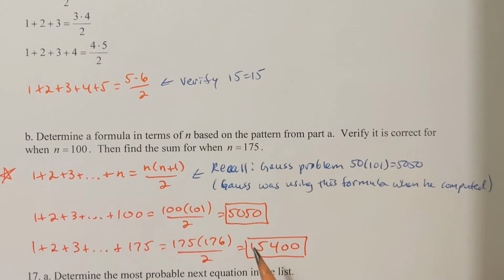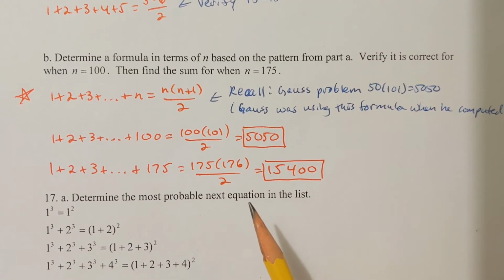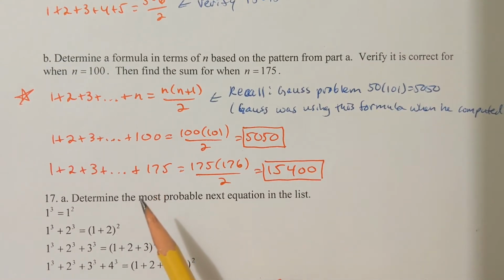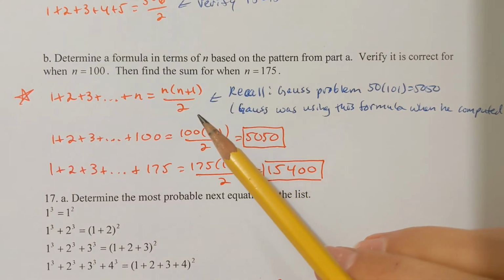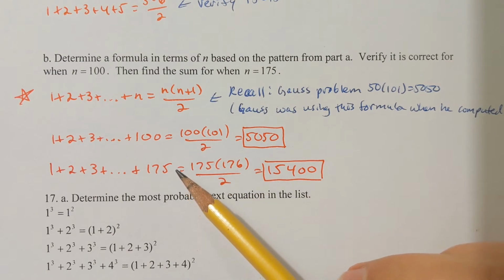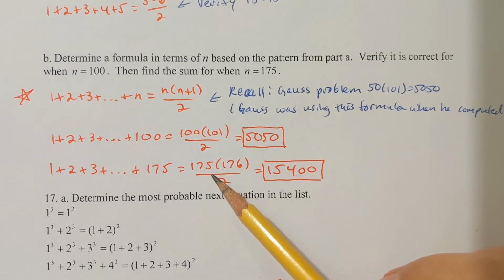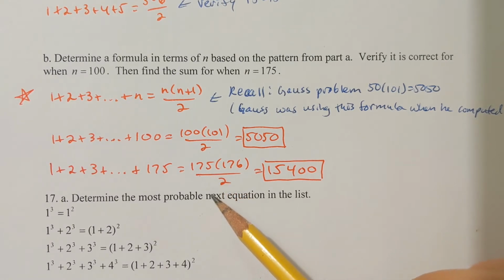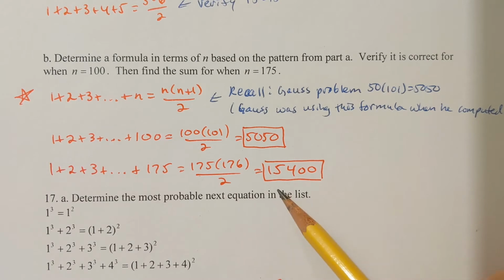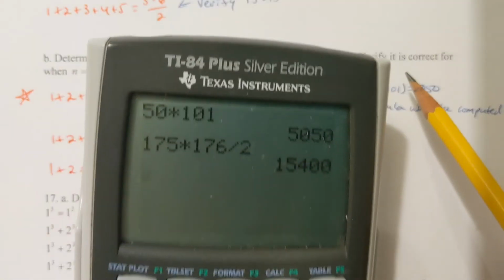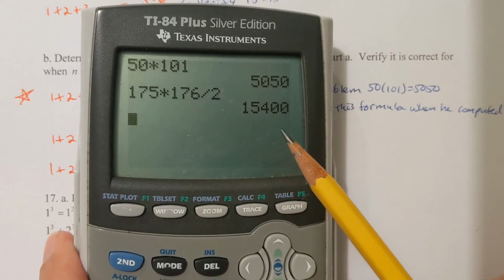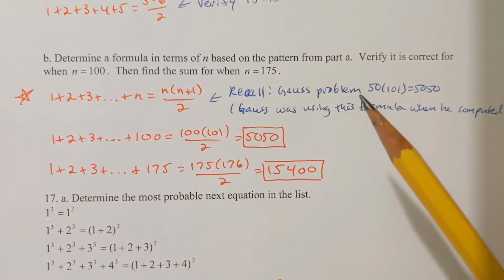So, as an example, what if we take 1 plus 2 plus 3 plus 4 plus all the way up to 175, and we want to know that sum? Well, using this formula that we just computed, we take the last number, which is 175, times the next one after that, 176, and then divided by 2. And I should be getting 15,400. And if you check that using the calculator here, that's what we get.